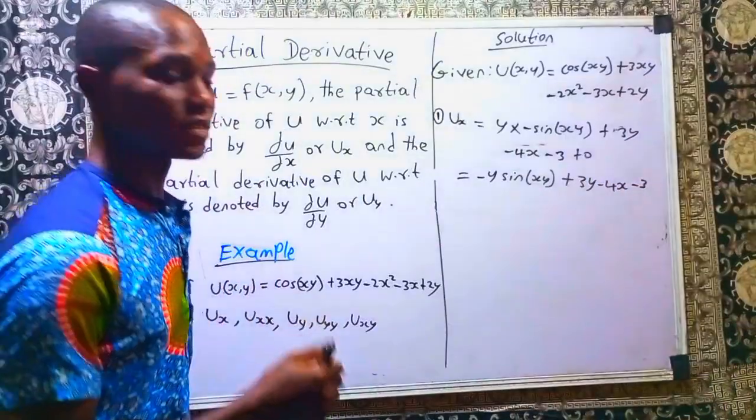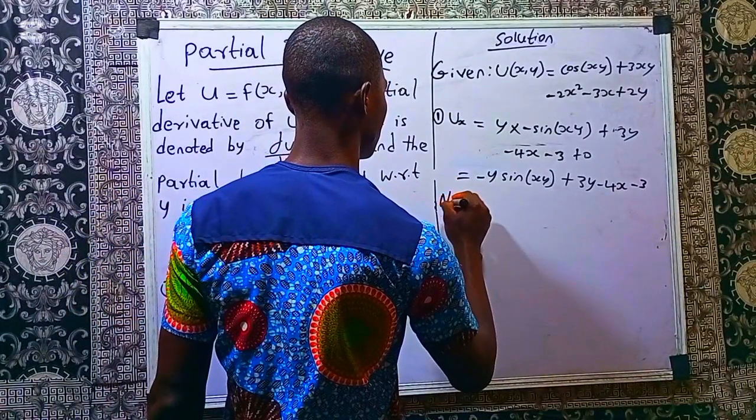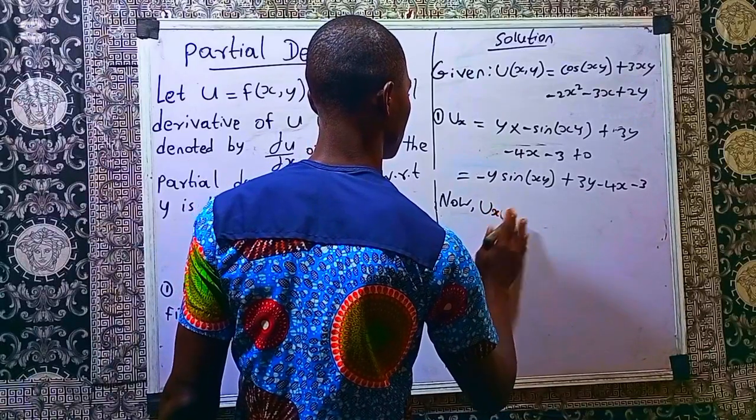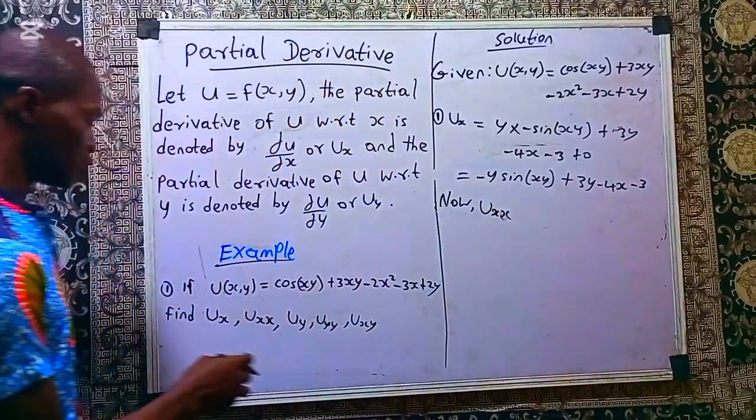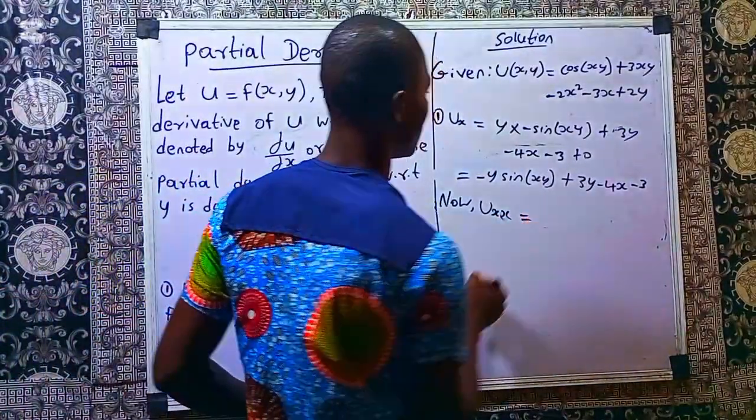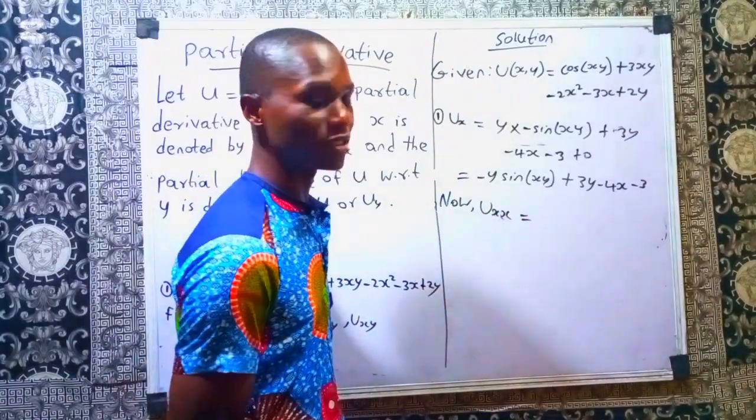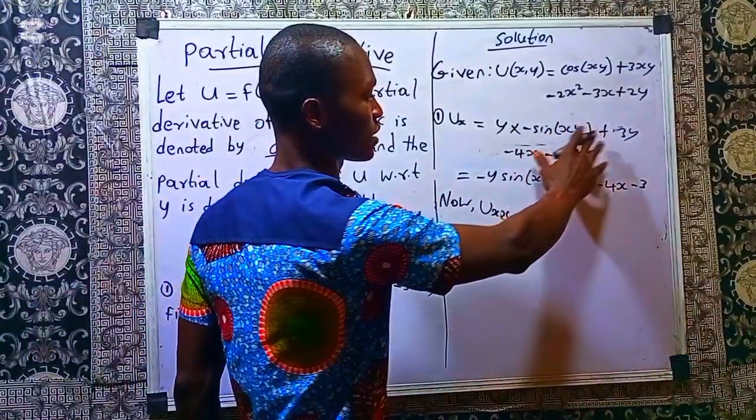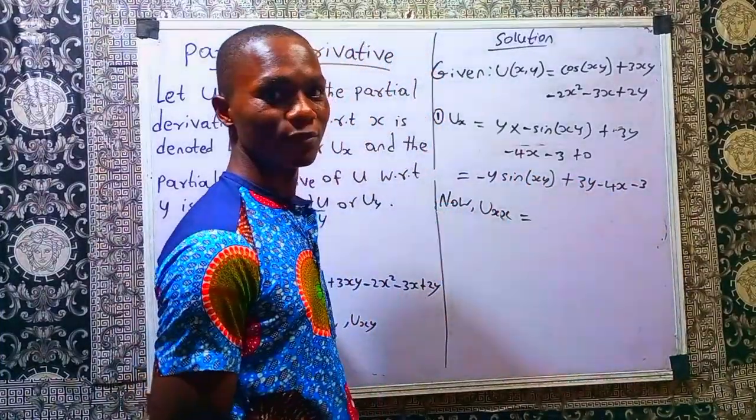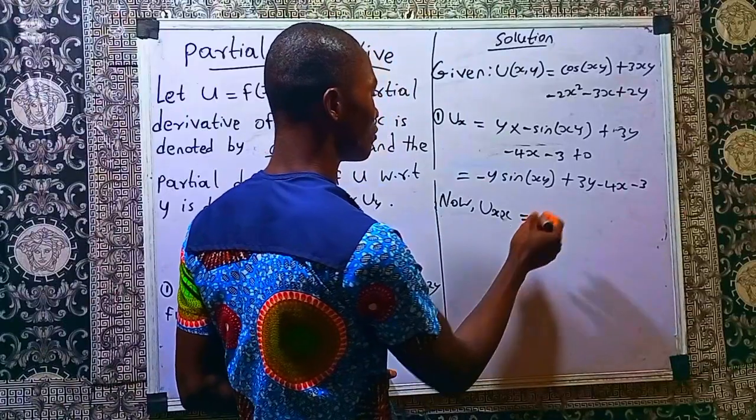So let's look at the second one now. The second one says u subscript x, second derivative. That is, differentiate u with respect to x and differentiate u with respect to x again. It means differentiate this again with respect to x. So if you differentiate this again with respect to x, what will you get?